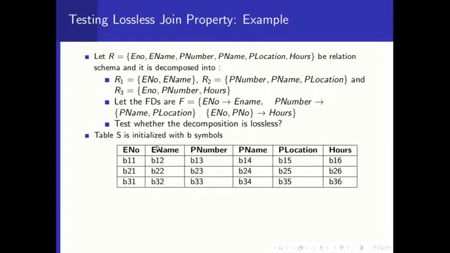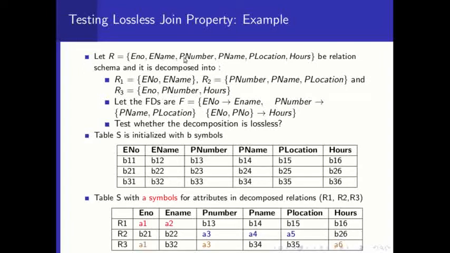Now what is to be changed based on this? Now E number, E name. This is the row corresponding to the first relation. The first attribute is A1, so B11 should be replaced with A1. The attributes are A1, A2, A3, and so on. Corresponding to R1, this becomes A1, A2, because E number, E name. So B11 is replaced with A1, and B12 is replaced with A2.